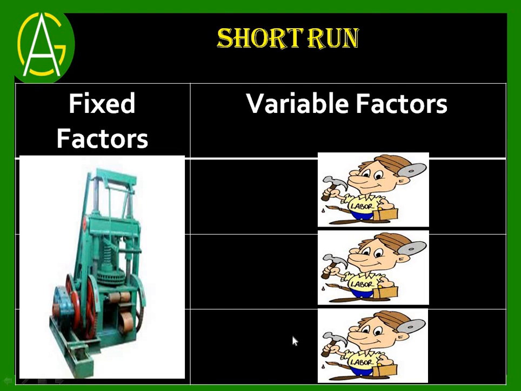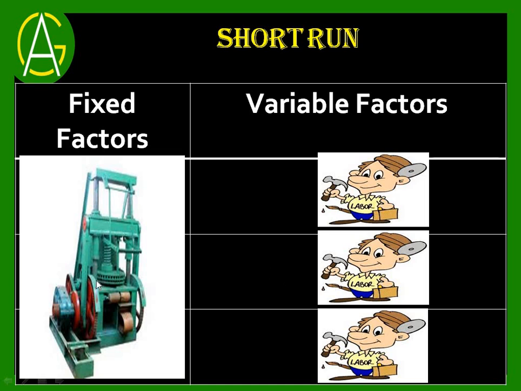Now if we bring a new laborer, it is not going to increase the production, because the capacity of this machine has been exhausted. As I said at the initial level, this machine has the capacity to work with three laborers. Now all three laborers are applied, so we have to bring in a new machine.